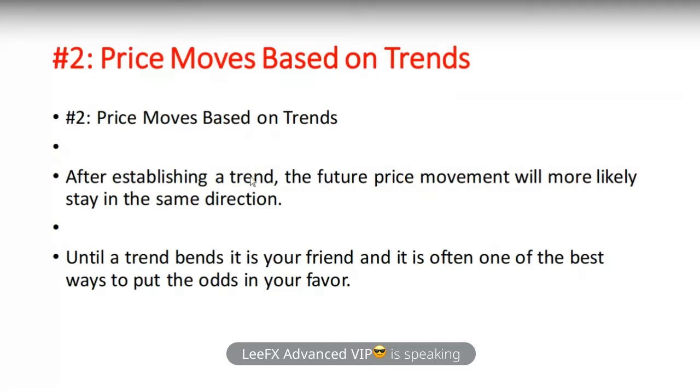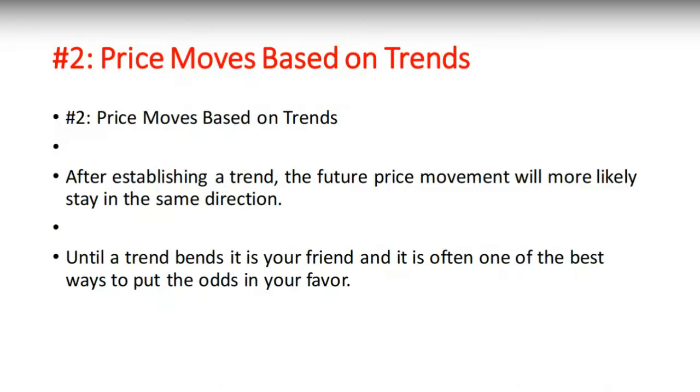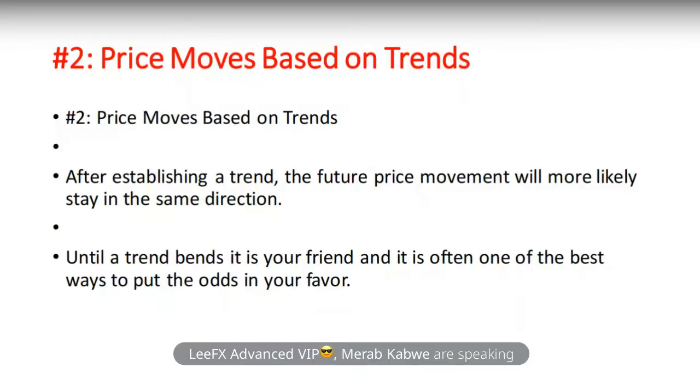So always remember that after establishing a trend, after identifying a trend, the future price movement will more likely stay in the same direction. Meaning if it was a downtrend and then it begins to range, that's not to say that the ranging will not still continue with the same downtrend. Is it making sense? Say it again, coach. Okay, so upon establishing a trend, the future price movement will more likely stay in the same direction. So it is more likely for the price to continue with the same trend.